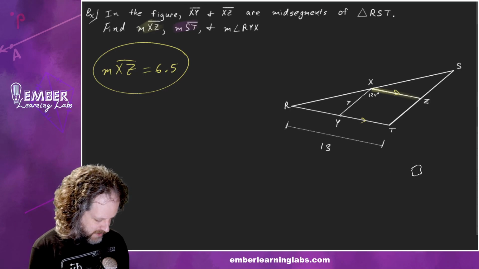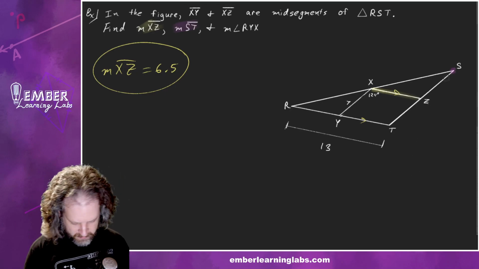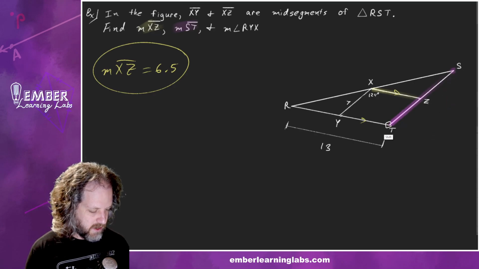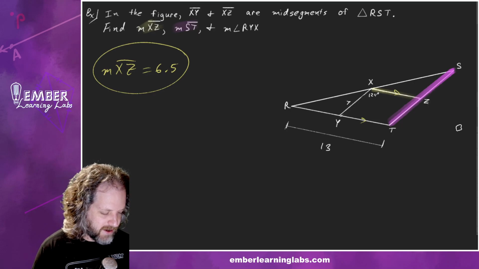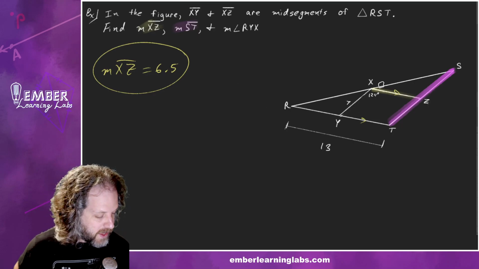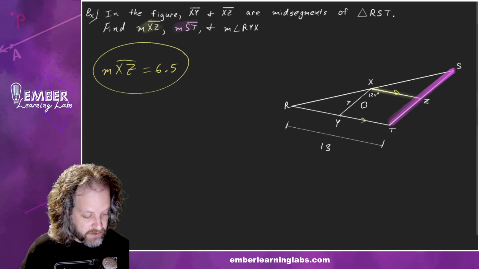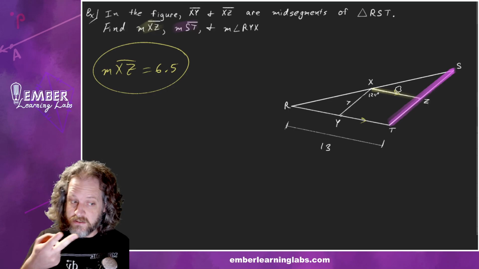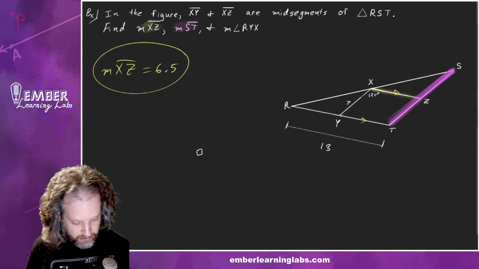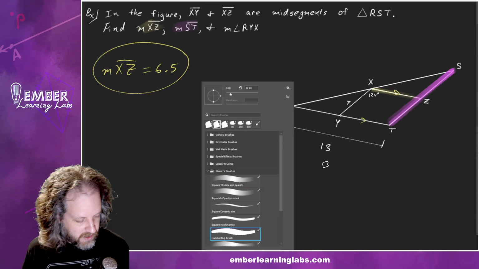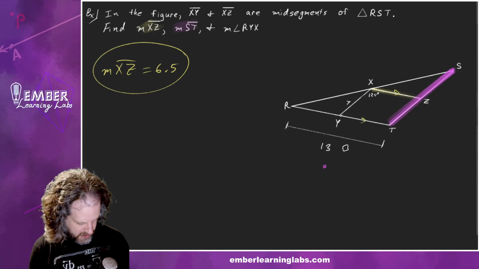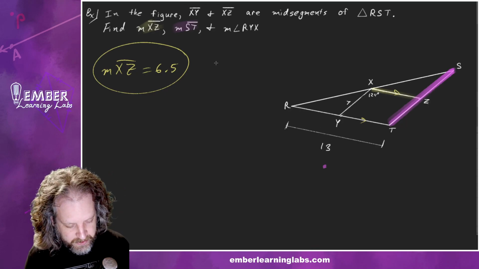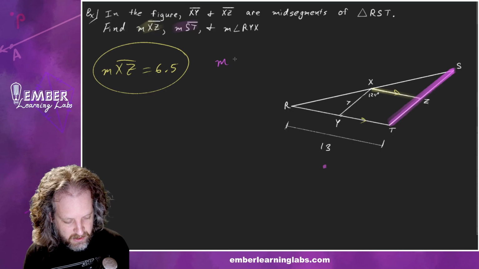So ST, that is this one right there. We know that XY is a mid-segment, so that means it's half the length of this. So the measure of ST is double the length of that. So the measure of ST equals double 7, so it's 14. Wow. Isn't math fun? I'm telling you, math is fun. If you think otherwise, you are incorrect, sir.